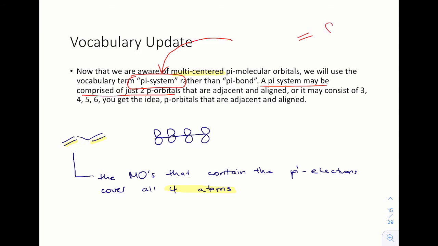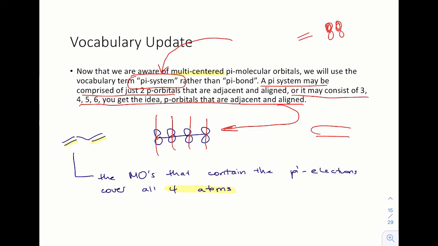And those two p orbitals are adjacent and aligned, and thus they can overlap and form a pi bond. Or that pi system may consist of 3, 4, 5, 6, etc. p orbitals that are adjacent and aligned, right? Adjacent means on consecutive carbons. Aligned means that they are parallel with one another so that they can overlap and form orbitals of pi symmetry.